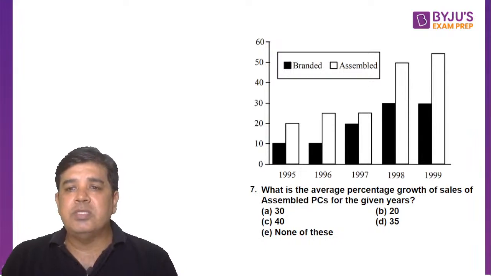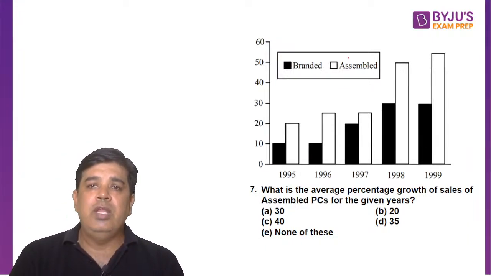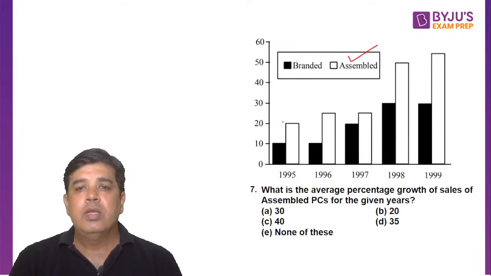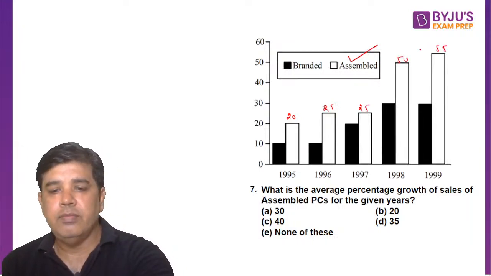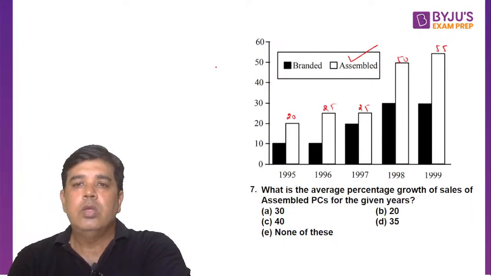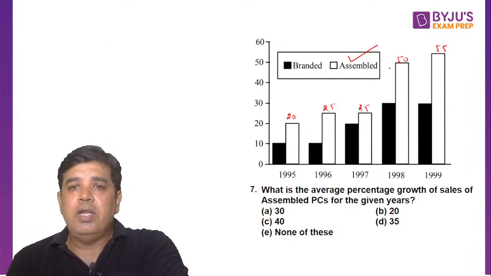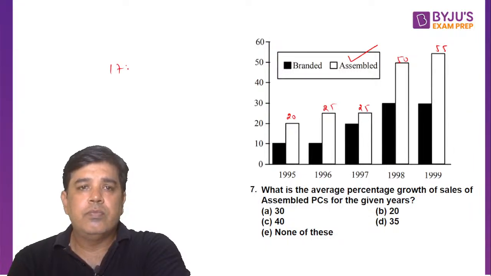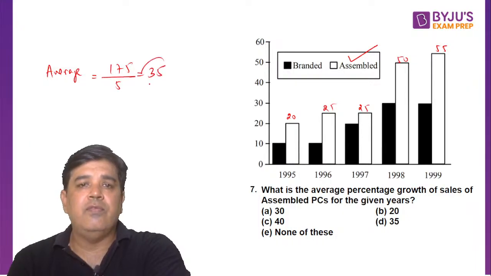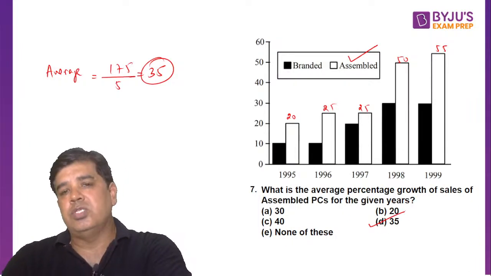What is the average percentage growth of the sales of assembled PCs in the given year? So we need to find average of assembled. This is 20, 25, 25, 50, 55, right? So 50 and 50, 100, 100 and 175 is the total for 5 years. 5 into 3, 15, 35 is the average, which is D part, students.